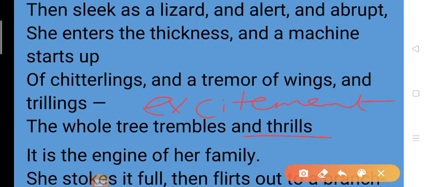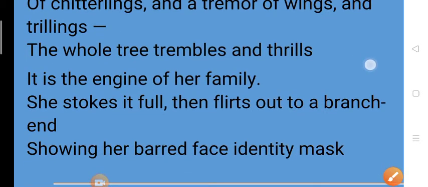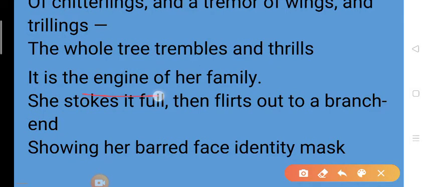It is the engine of her family. She stokes it full, then flirts out to a branch end, showing her barred face identity mask. And the bird is referred to as engine. It is metaphor. Example of metaphor, poetic device. The bird goldfinch is the engine of her family.